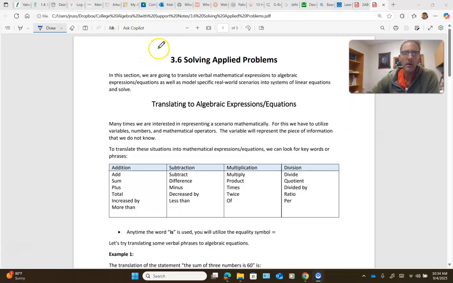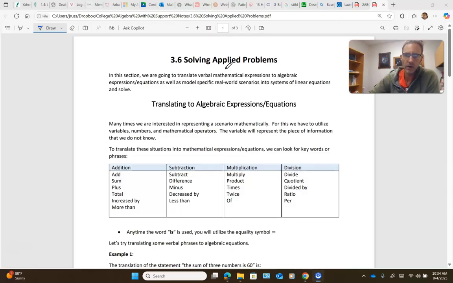Alright, so we're going to cover 3.6, and this is on basically utilizing a system of equations to solve a problem. Okay, so we'll see some word problems in this section, and we'll have to try to translate what we're given in that word problem into a system of linear equations, and then subsequently solve that system.